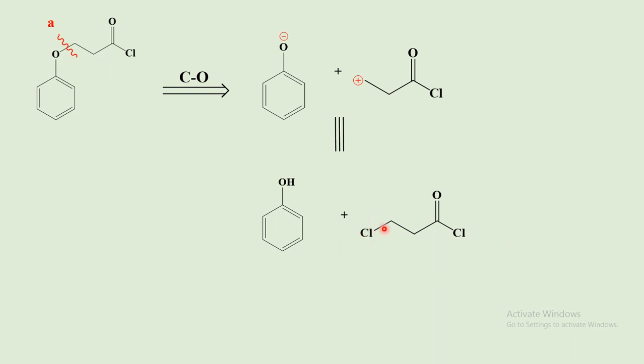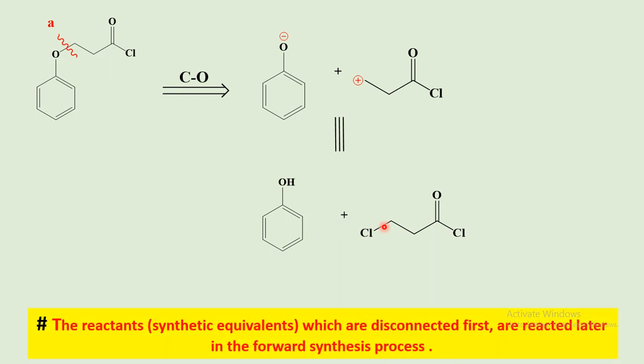So this is how you are going to disconnect any molecule which contains more than one functional group, and in that we should be remembering that the more reactive species should be disconnected first. Now one of the most important points that should be remembered here is that the species which is disconnected first should be reacting in the forward direction reaction at the last. That means the synthetic equivalents you have got at the last will react first to give you some reactant, and that reactant will react with that species which we have disconnected at the first.